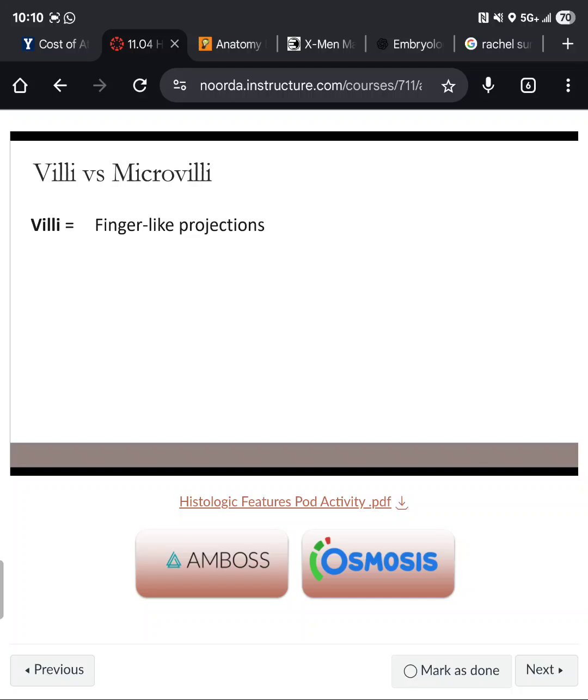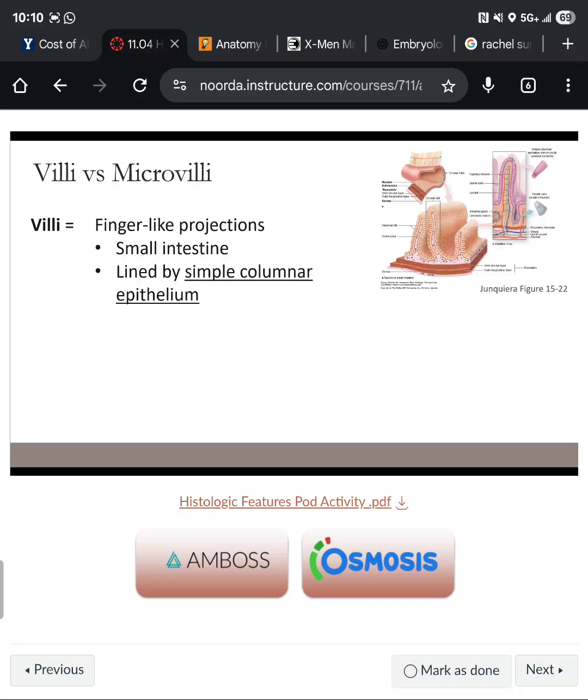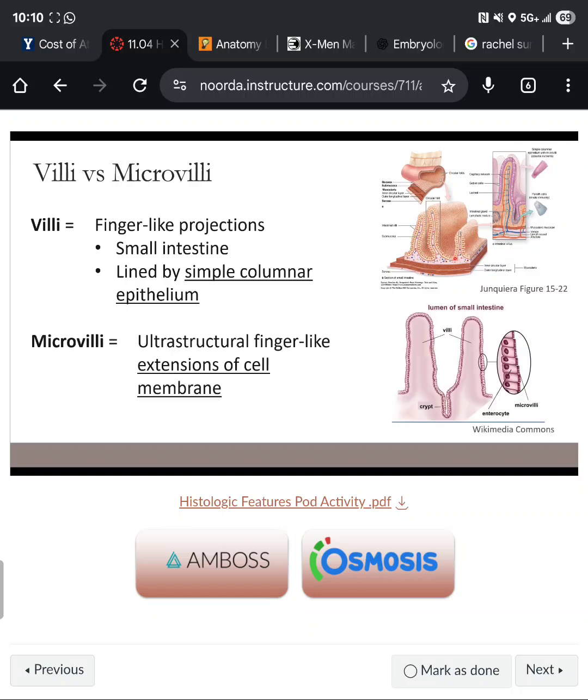So what's the difference between villi and microvilli? Villi, by definition, are finger-like projections. Typically, we see villi in the small intestine, which are lined by simple columnar epithelium. In this image, this kind of shaggy rug-like structure are the villi of the small intestinal tract. Ultrastructurally, the microvilli are finger-like extensions of the cell membrane. So basically you have villi on top of villi, right? Cool, huh? Villi is the overall organization and arrangement of the simple columnar epithelium, particularly in the small intestinal tract.